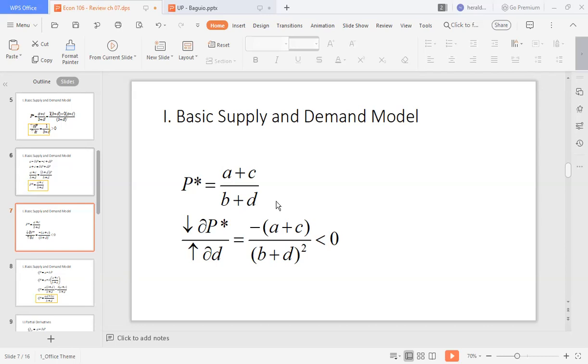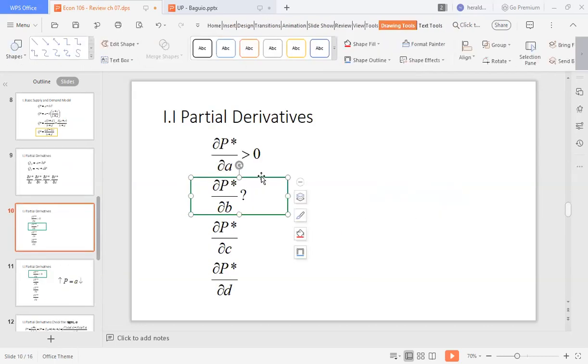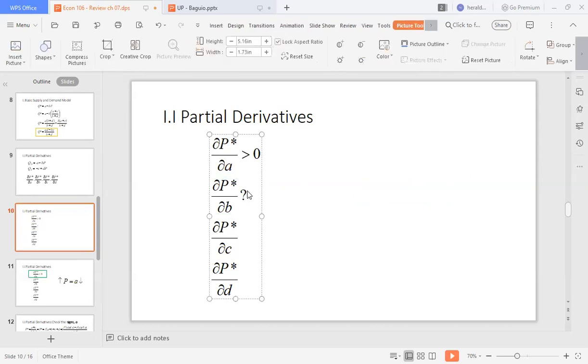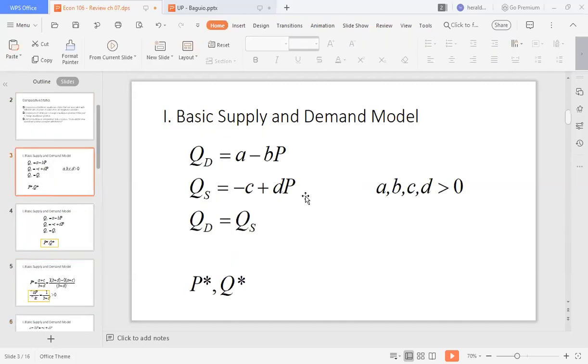So just to complete this one, class. Again, this is partial P, partial B. This one is greater than 0, so they would be in the same direction. And this one as well is lesser than 0. Okay, so very specific again when we go back to this model right here.